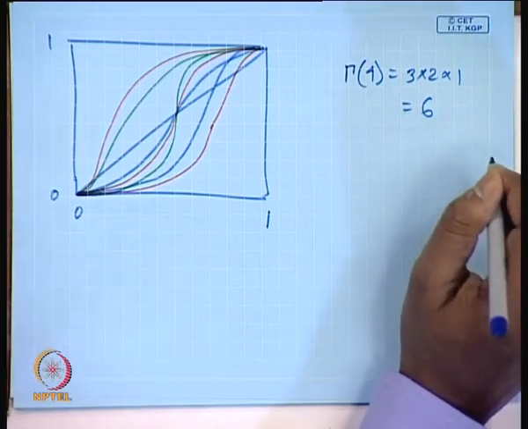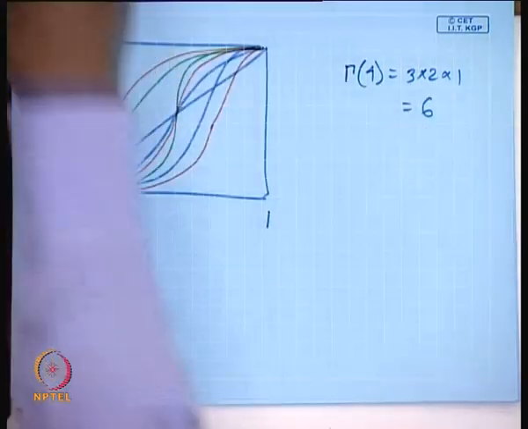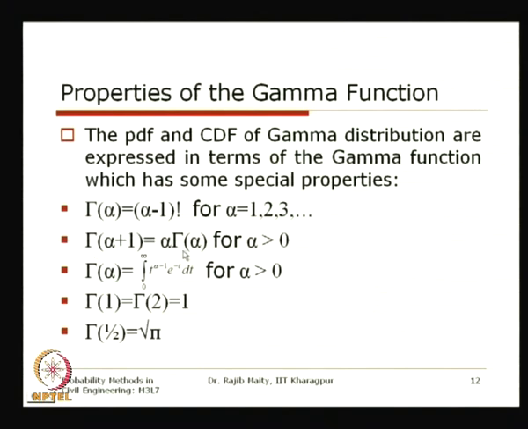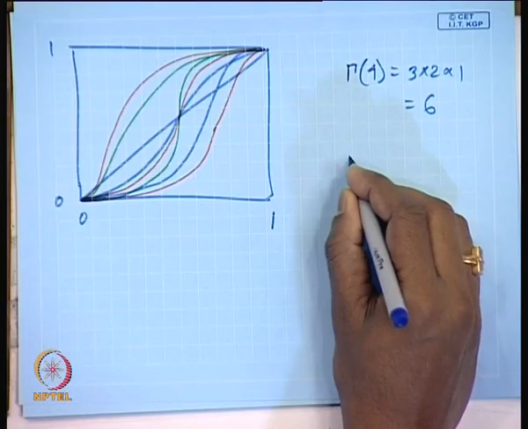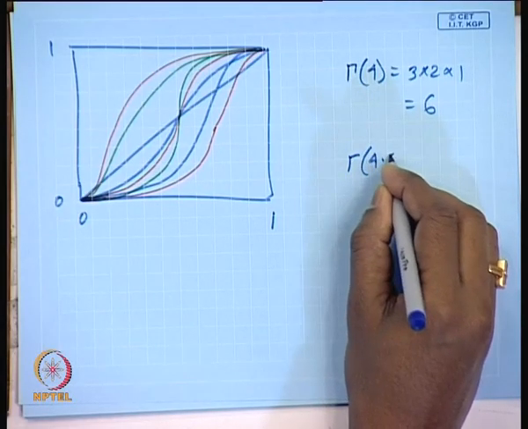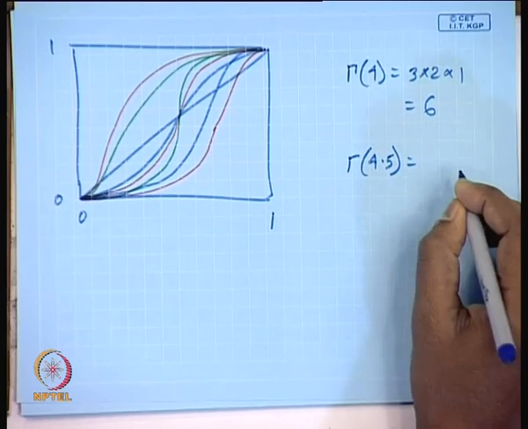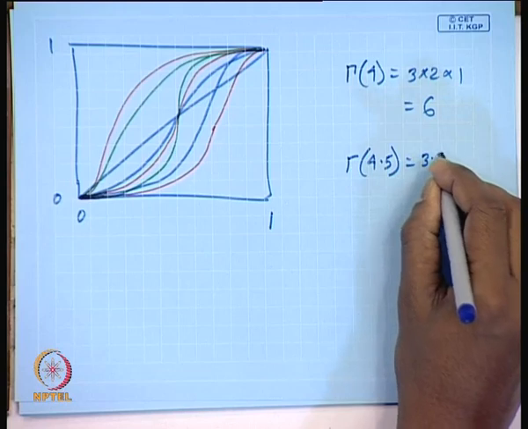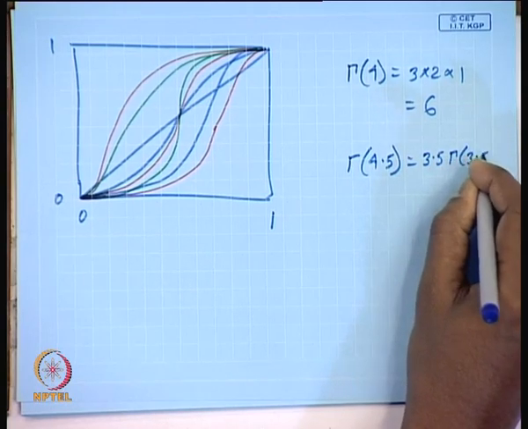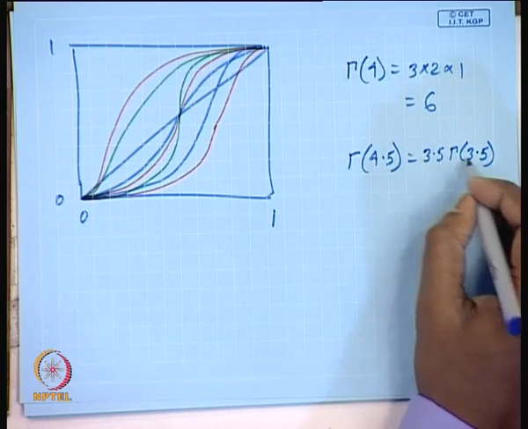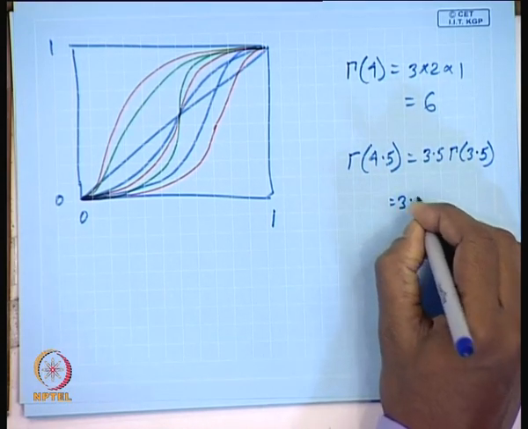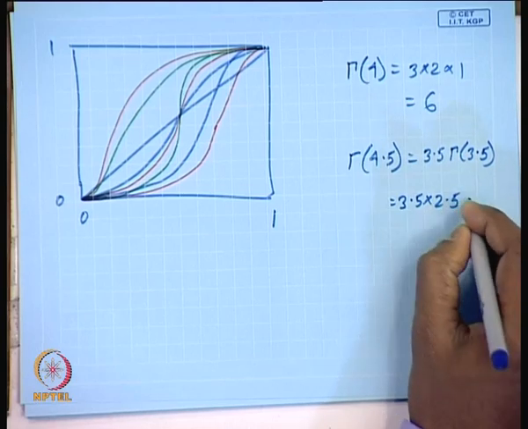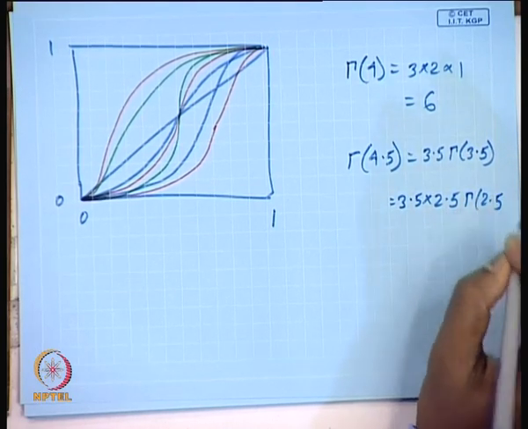The second rule tells that gamma alpha plus 1 equals alpha gamma alpha. This holds not only for integers, but for any positive value. So if I want to know gamma 4.5, we can write this as 3.5 gamma 3.5. Similarly, gamma 3.5 can be written as 3.5 multiplied by 2.5, then gamma 2.5.